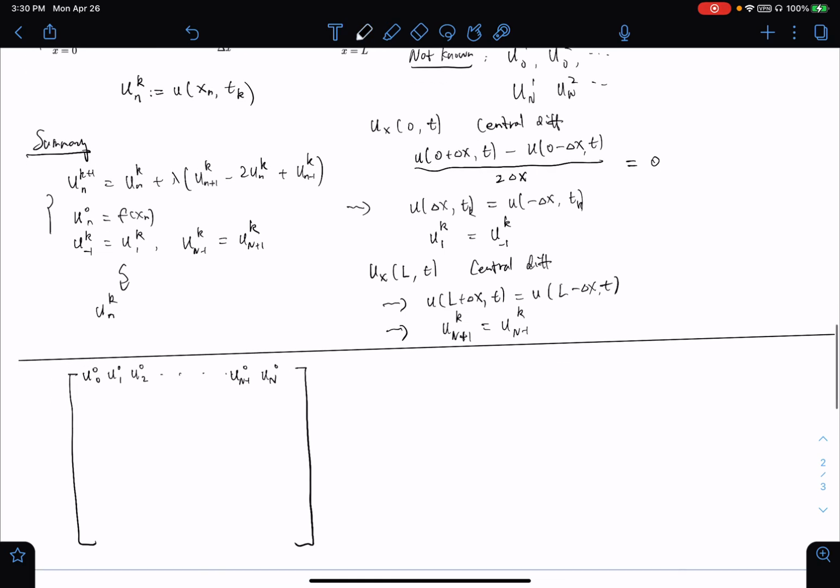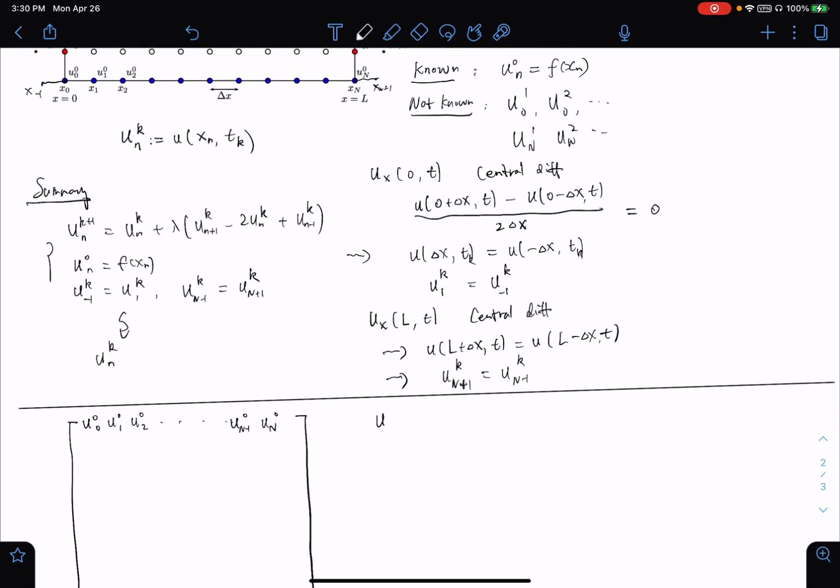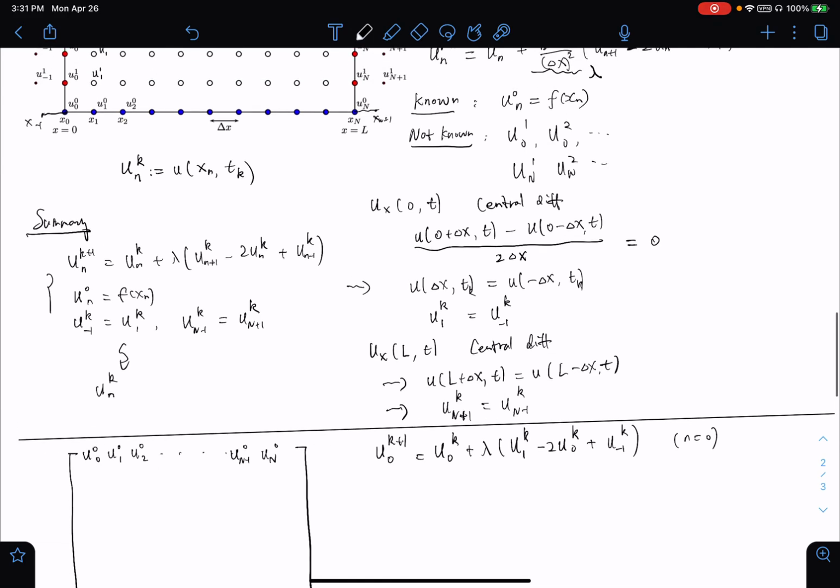So since we only need the formula for the boundary points, which is we only need it for xn equals to x0, so n is 0. k plus 1 is u0,k plus lambda times u1,k minus 2 u0,k plus u-1,k. So we're applying the recursion formula to n equals 0, the left boundary point.